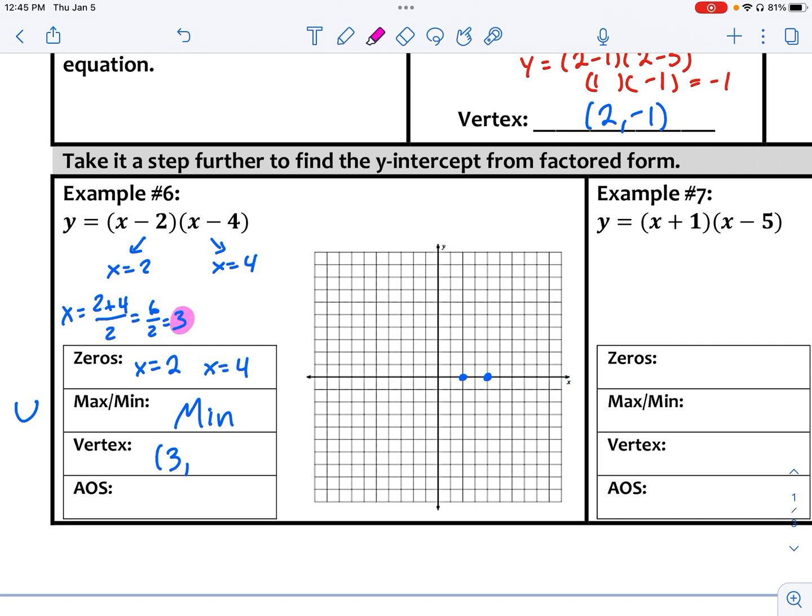Then we take that 3, plug it in for the x's. So it'll look like y equals 3 minus 2, 3 minus 4. So this is 1 times negative 1. So our y value is negative 1. So my vertex is going to be at the point 3, negative 1. And then my axis of symmetry is going to be wherever the vertex is, so at x equals 3. And then we're going to connect our points. Beautiful.